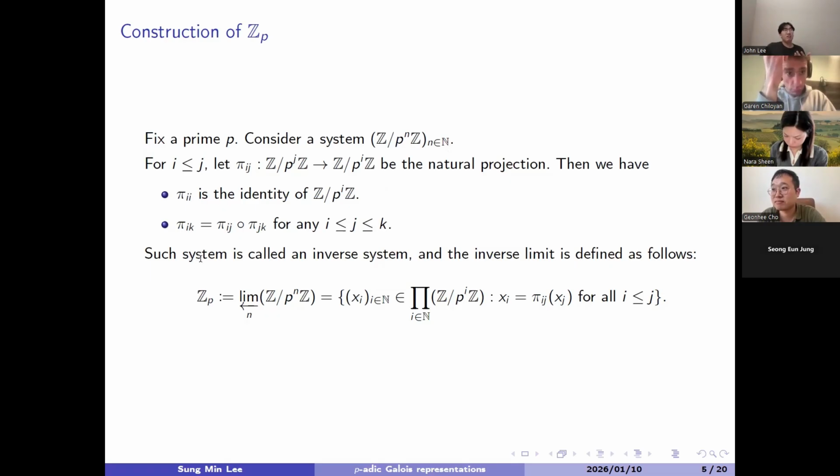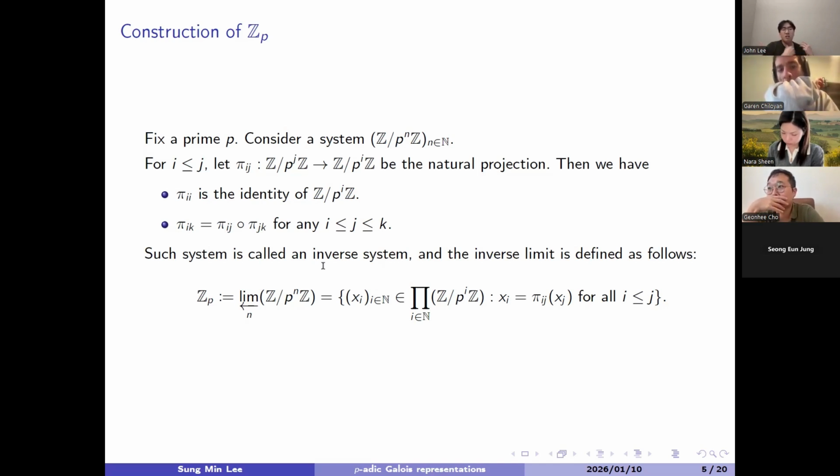And this system where we have Z mod p1Z, Z mod p2Z, Z mod p3Z, and keep going infinitely, and we have all the maps from the higher power into the lower power, so that Z mod pZ is like a terminal object, the very last part of this whole chain, where Z mod p to the infinity Z is like the very initial object. This kind of thing is called the inverse system.